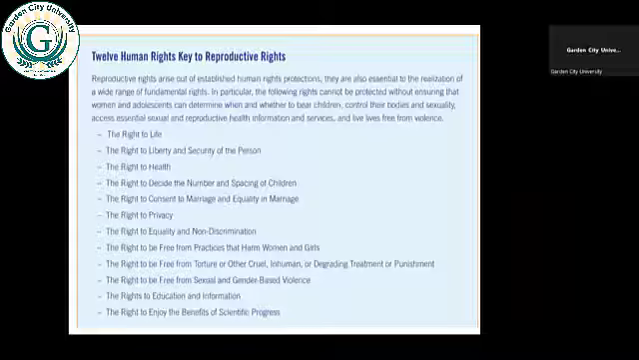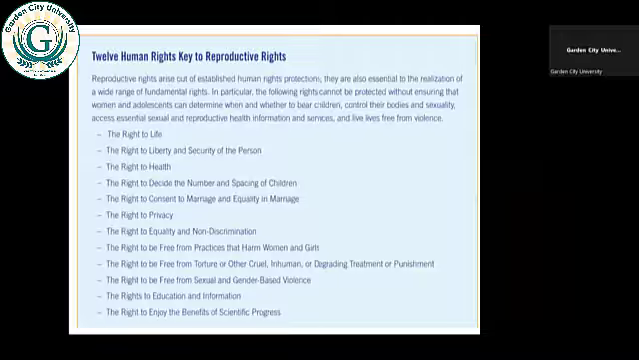So there is the right to life. There is the right to liberty and security of the person. There is the right to health. There's the right to decide the number and spacing of children. And there's the right to consent to marriage and equality in marriage.